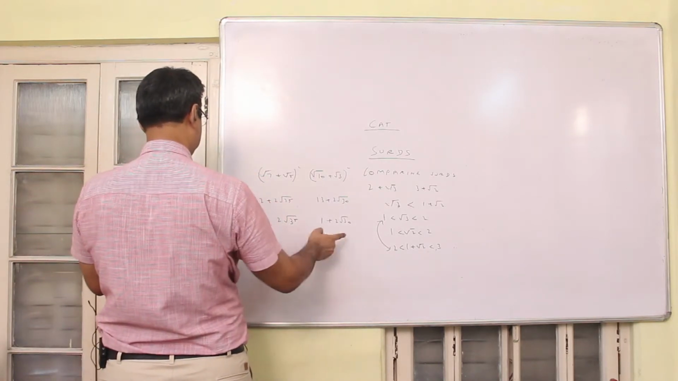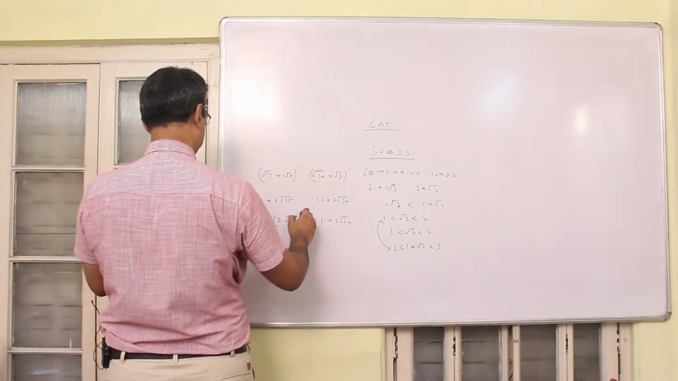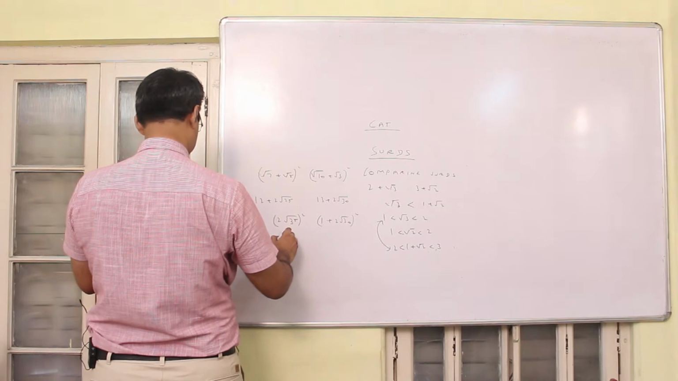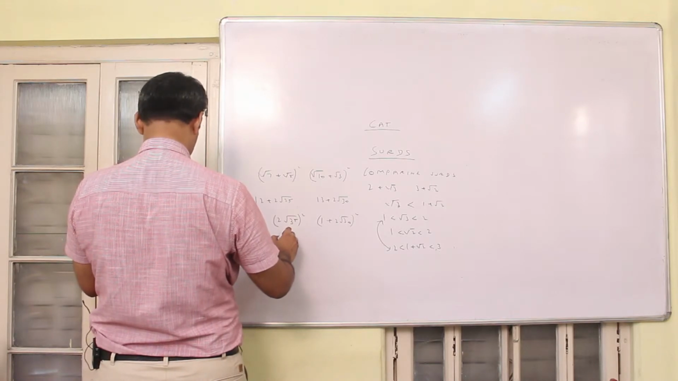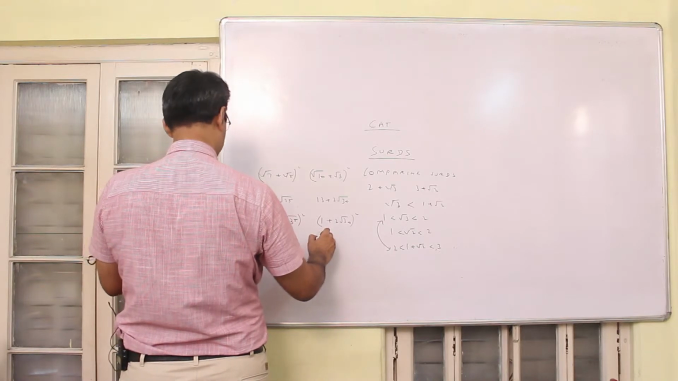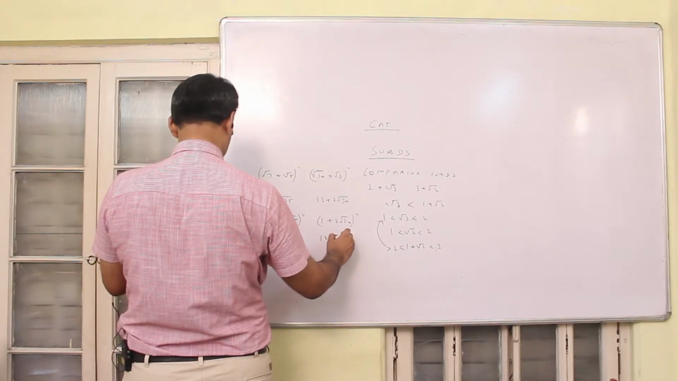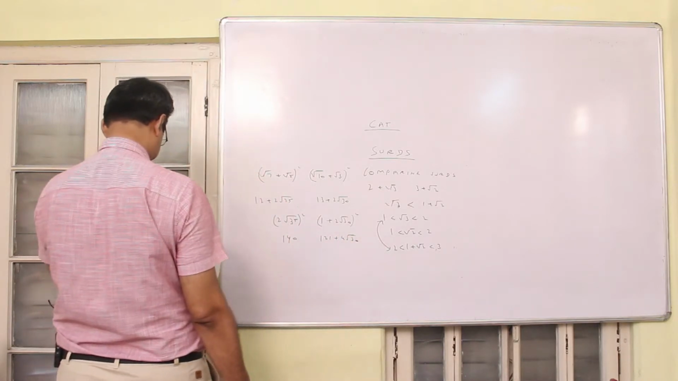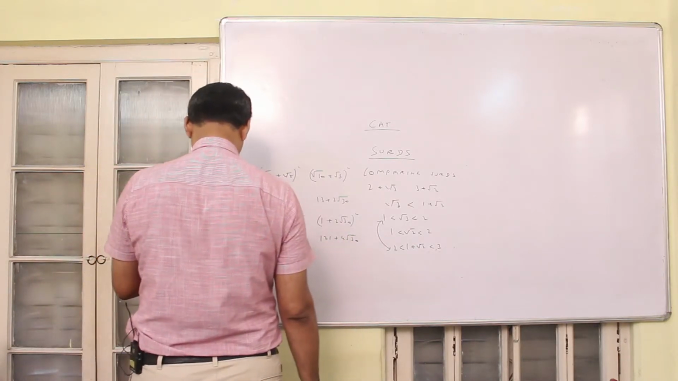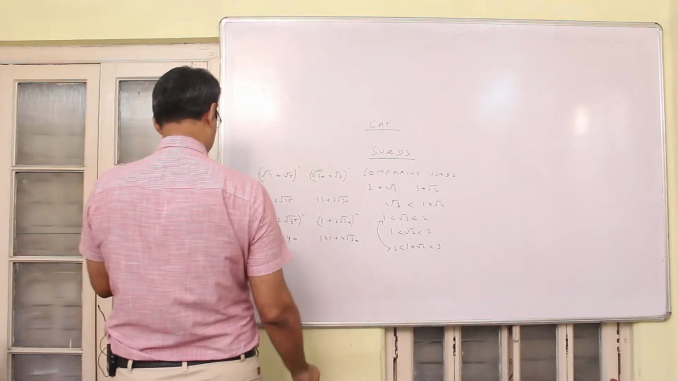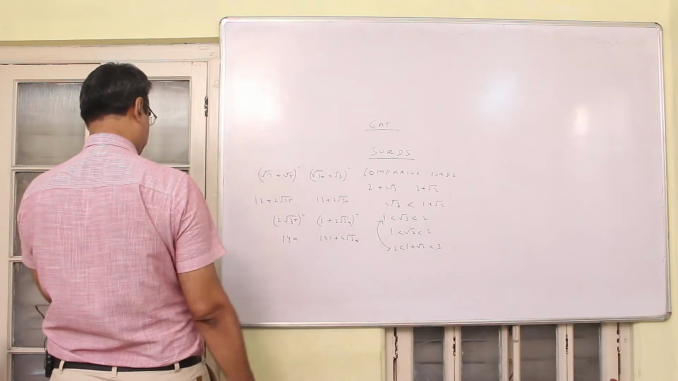Now the problem is that we are still not able to compare both of them. So you square both sides again. So in that case, this will become 140. And this will become 121 plus 4 root 30. So now let's have a look at these two.